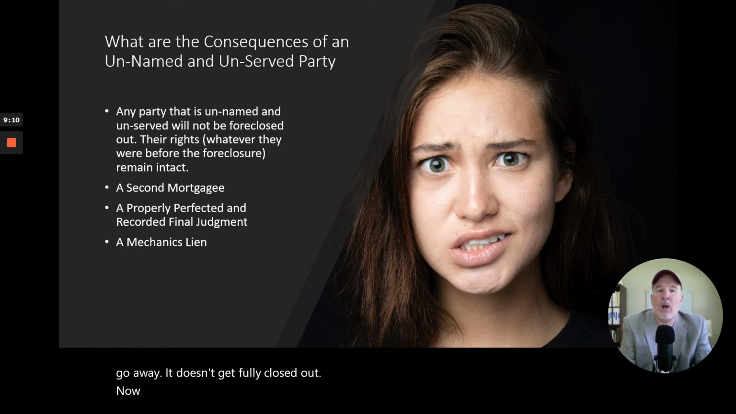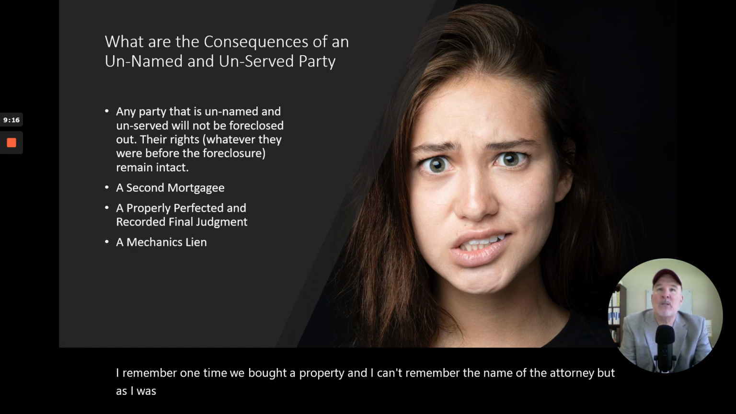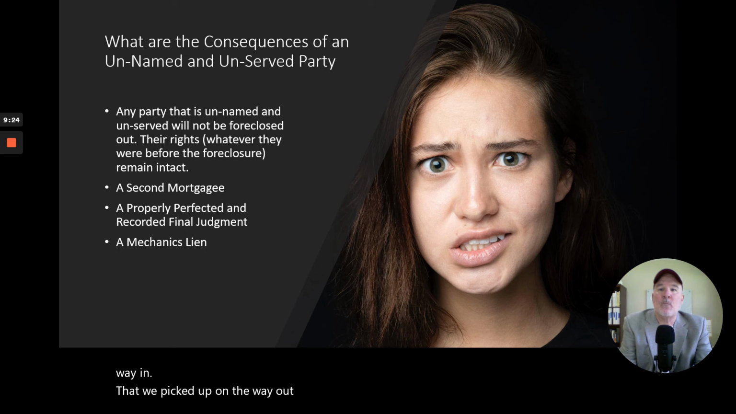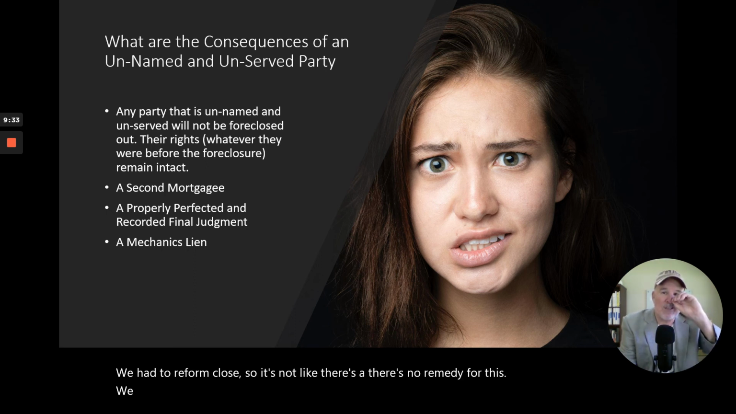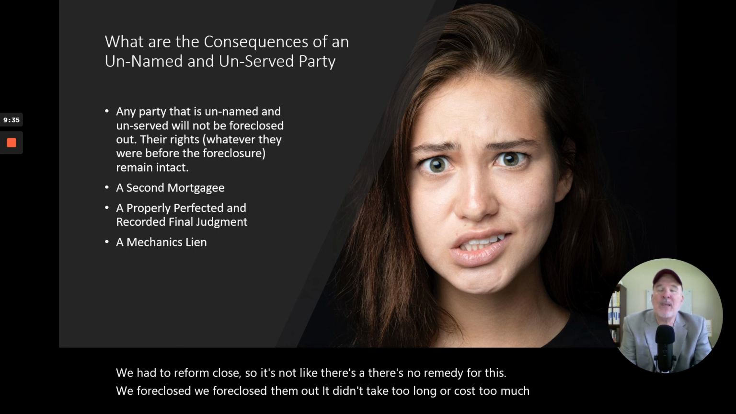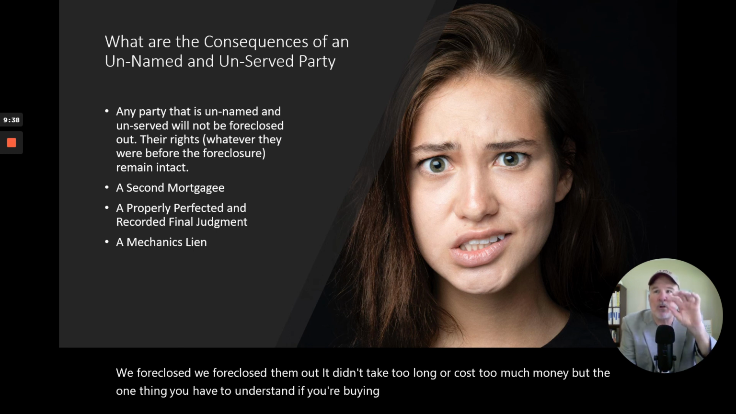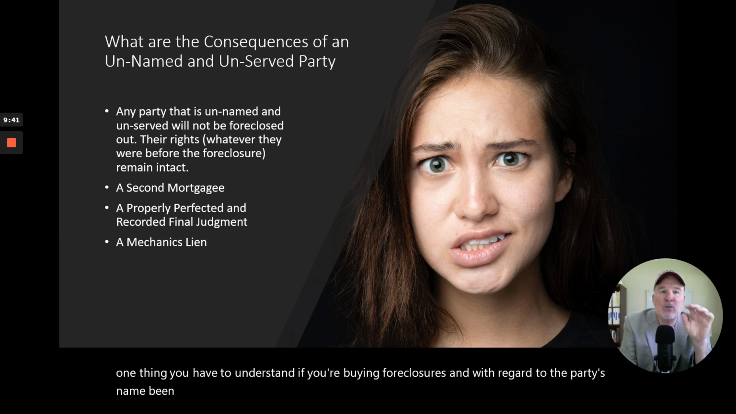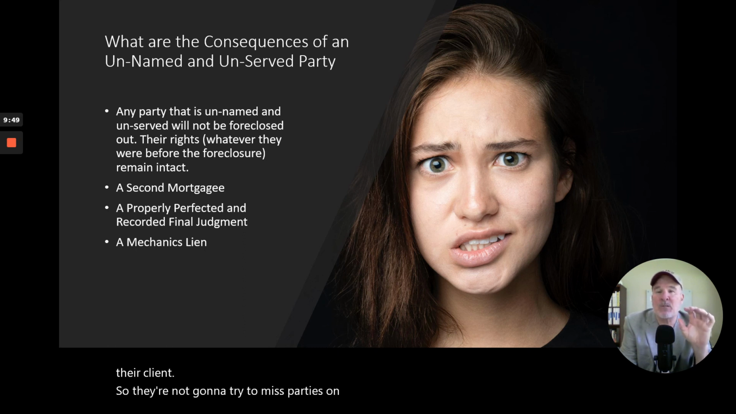Now, I remember one time we bought a property, and I can't remember the name of the attorney, but as I was doing my title search, I found something that I missed on the way in that we picked up on the way out, and we had to re-foreclose. So it's not like there's no remedy for this. We foreclosed them out. It didn't take too long or cost too much money. But the one thing you have to understand if you're buying foreclosures, and with regard to the parties named and served, the plaintiff's attorney who's working for the bank wants to get clear title for their client. So they're not going to try to miss parties on purpose. It's an accident if somebody misses a party.